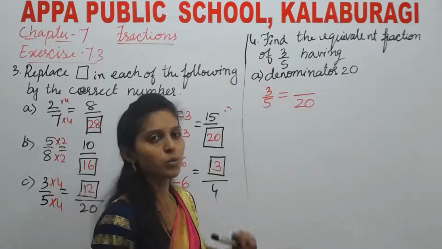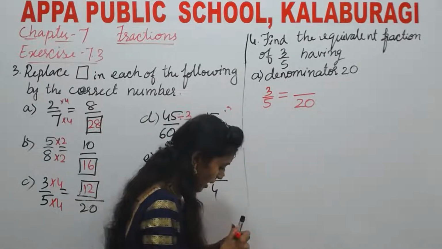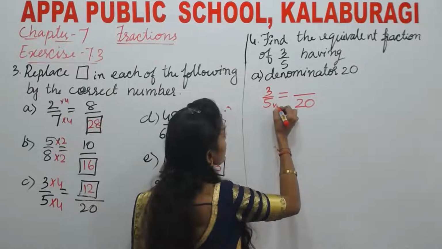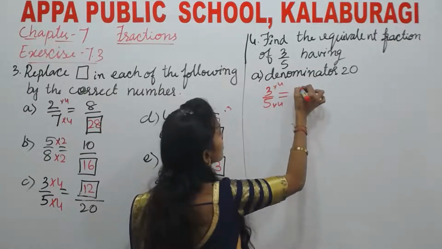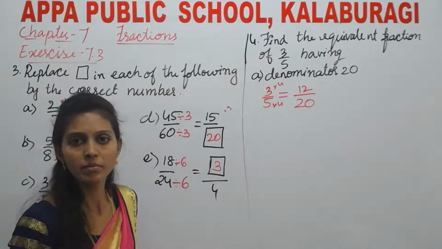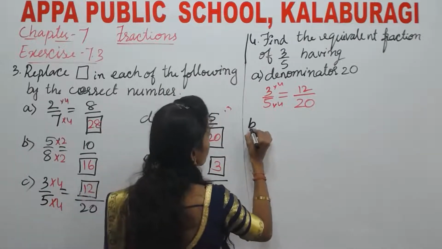Okay, see here what you have to do. In 5 table, 5 4s are 20, then 3 4s are 12. That's it. Over. Very easy, isn't it? Yes.